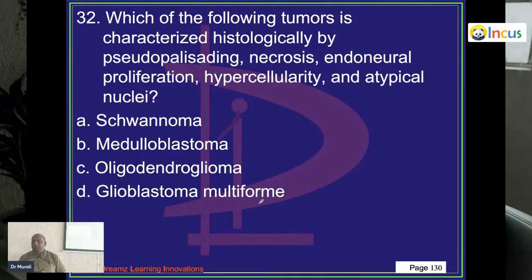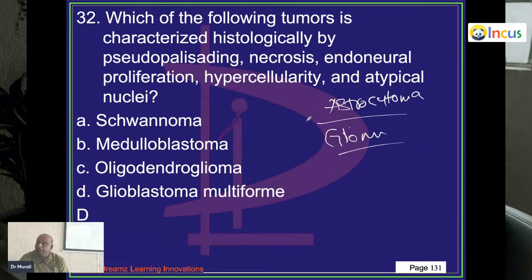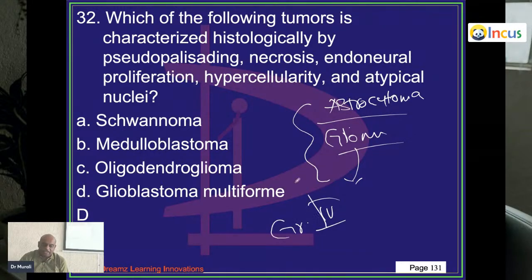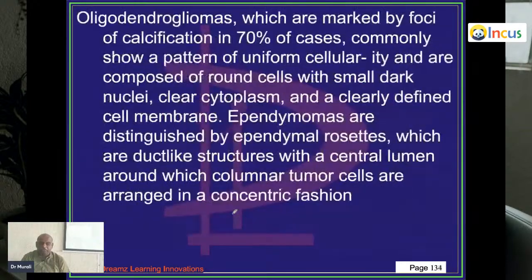Now, pseudopalisading necrosis, endothelial proliferation, hypercellularity, atypical nuclei. Where do you see? Glioblastoma multiforme. Glioblastoma is the worst variant of glioma. Glioma is nothing but astrocytoma; both are the same. In this you have grade 1, grade 2, grade 3, grade 4. Grade 4 is the dirtiest thing, and that is called glioblastoma multiforme, is what you need to remember.